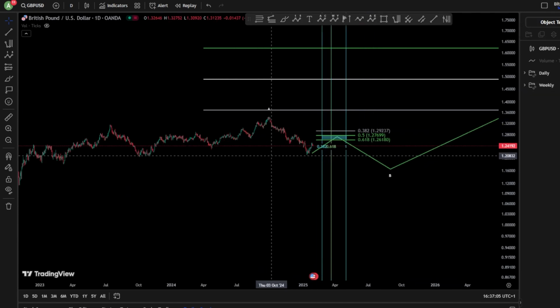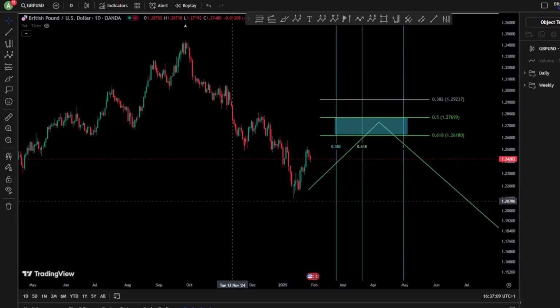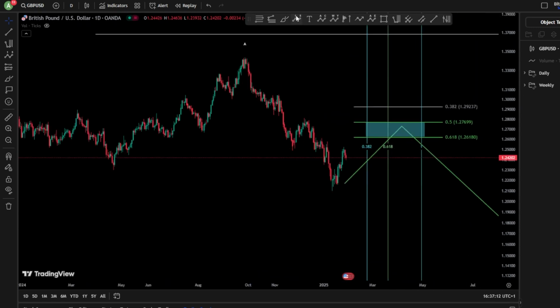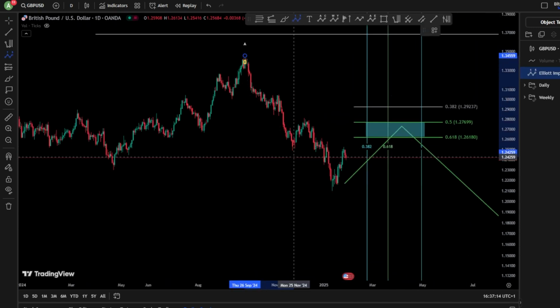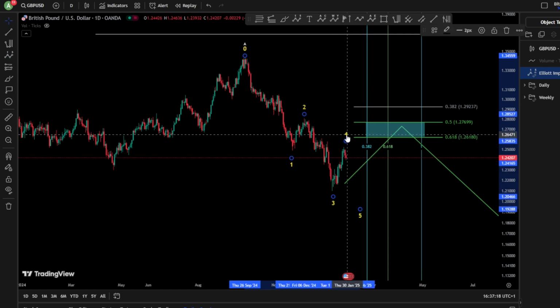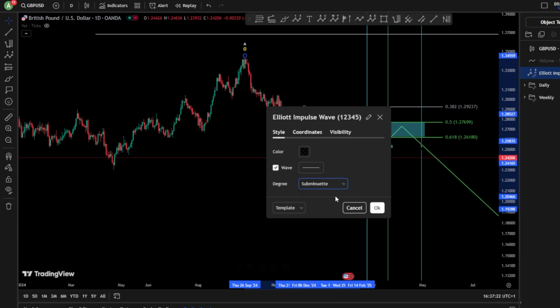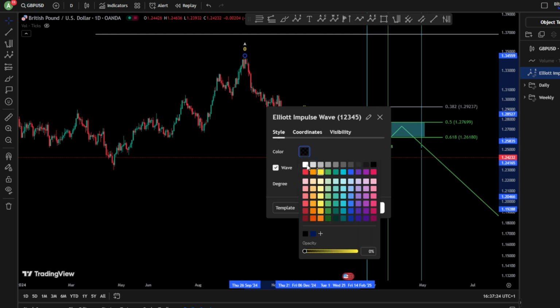So I would suggest right now to label this, for example, in case we are in a contracting leading diagonal. So this is a possibility 1, 2, 3, 4, and a 5. This is your lower prices, a scenario where you would like to reach a lower price.